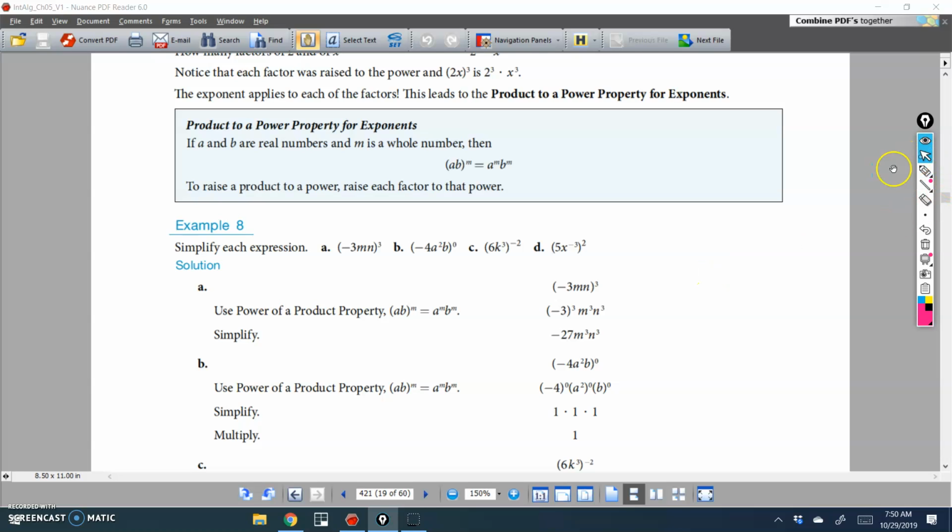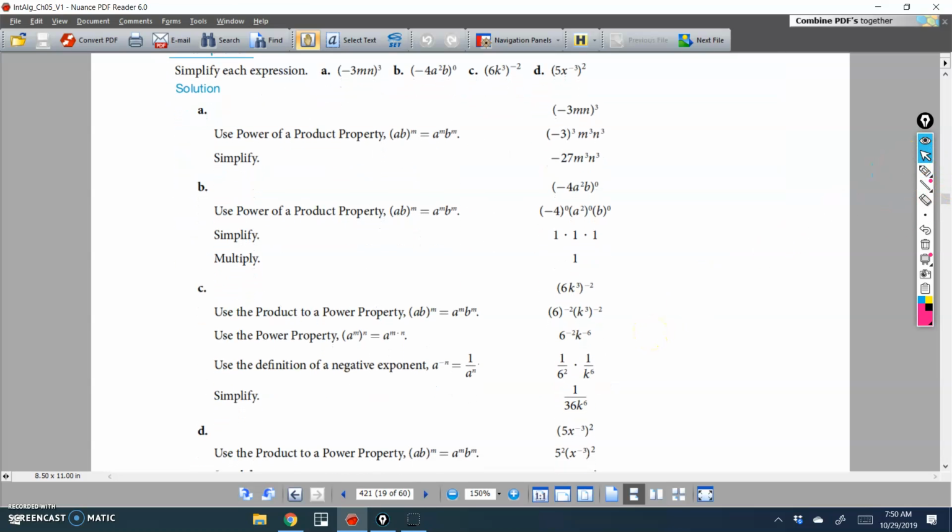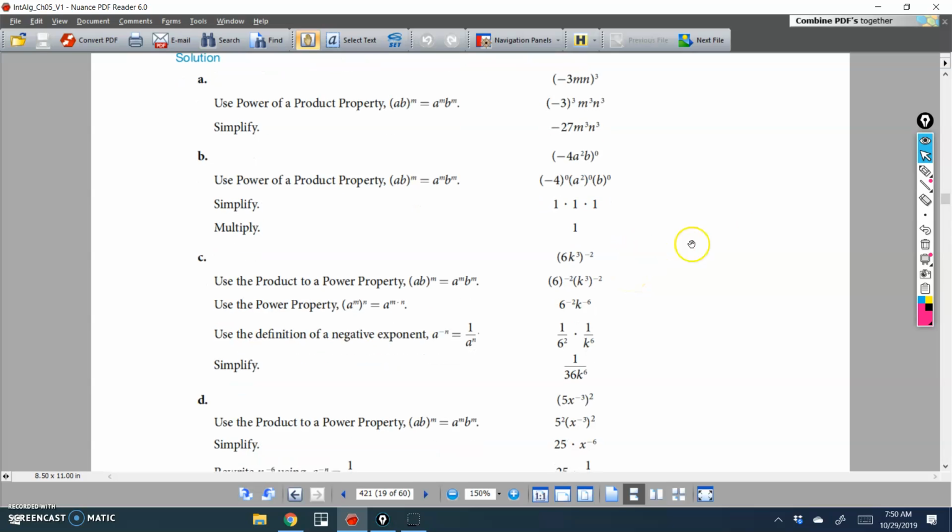And this is important, and we're going to use every single example for this because this gets confused often. So the 3 goes to the negative 3, it goes to the m, and it goes to the n. So this is going to be negative 3 cubed, this is going to be m cubed, and this is going to be n cubed. So I'm going to clean that up. Negative 3 cubed is negative 27, m cubed is m cubed, and n cubed is n cubed.